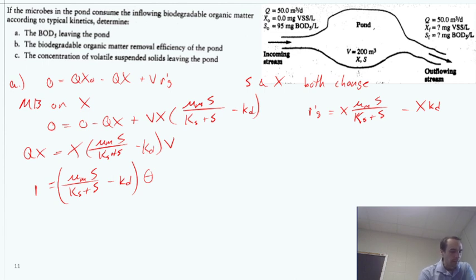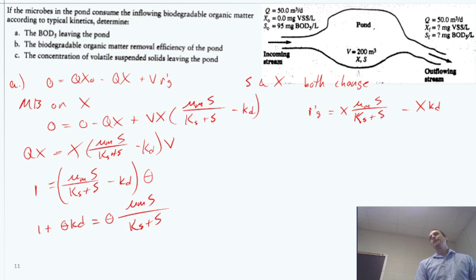From here, and actually I think the solution is a little more straightforward, or maybe I just skipped stuff last time. So we can say 1 plus theta KD is equal to theta times mu max S divided by KS plus S. Okay, yeah, I think I just skipped stuff last time. So we'll have to do the same S separation. Maybe I should have left it, I don't know. That same process, multiplying it out. So from here, we would solve for S.